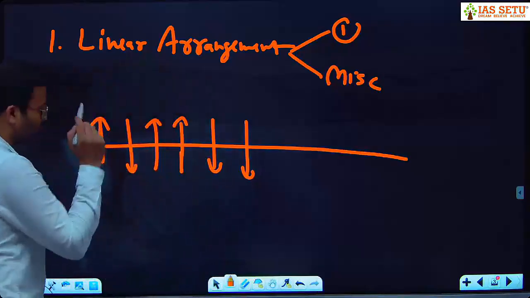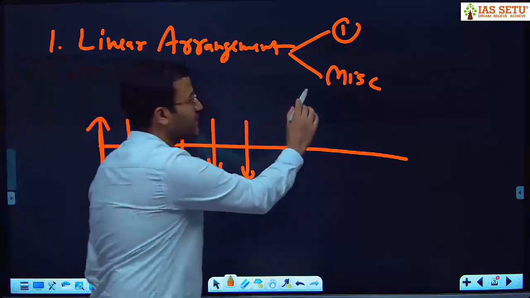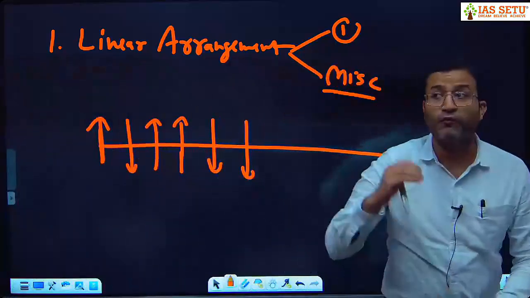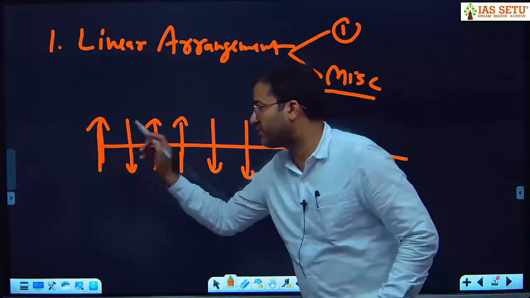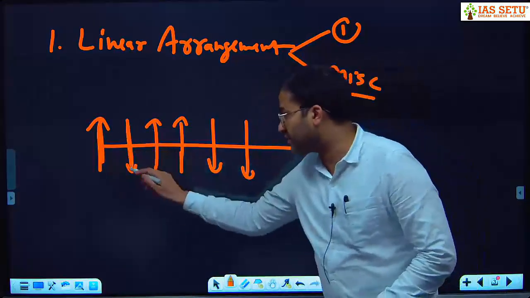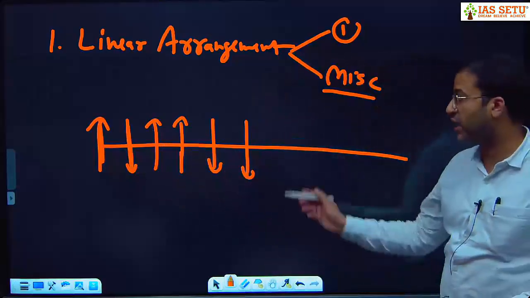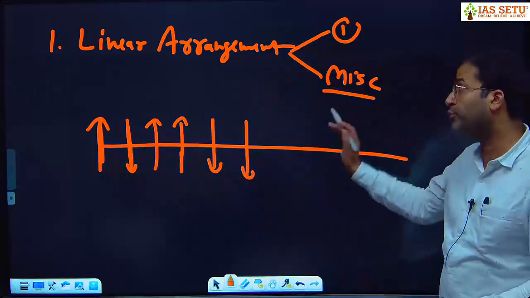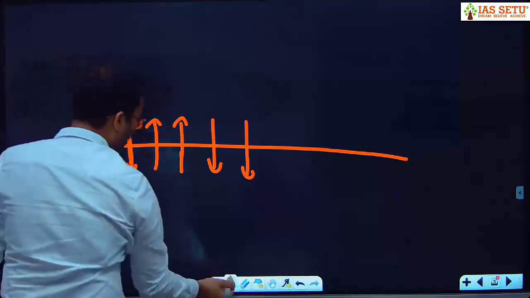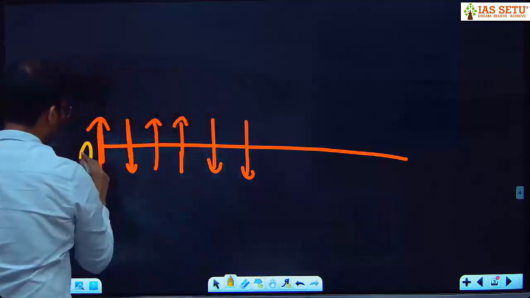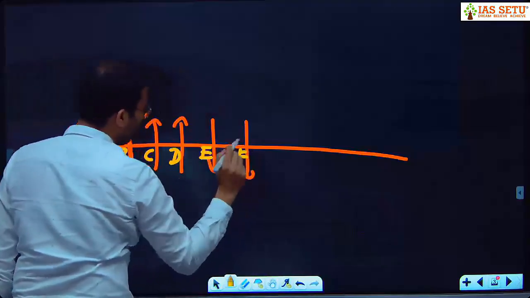So here this is Rohit Sharma, this is Virat Kohli, and the point here is that in miscellaneous they mention the direction facing north, south like that. For example, this is facing north, this is facing south, then the next two persons are facing north, then the next two persons are facing south. You have to be careful here about the direction part. I will tell you how. For example, this is A, this is B, C, D, E, F, and so on.